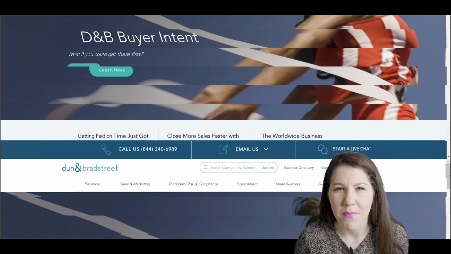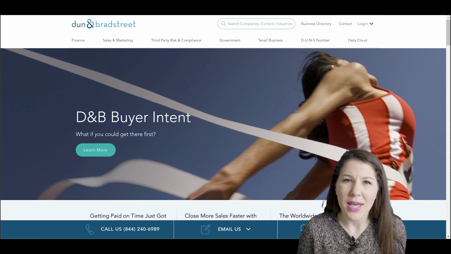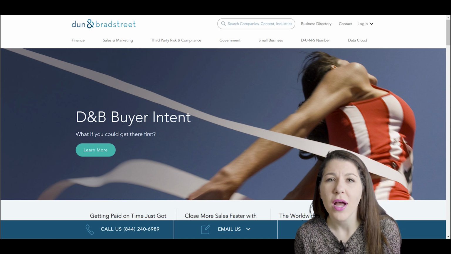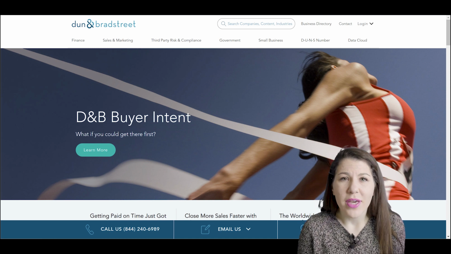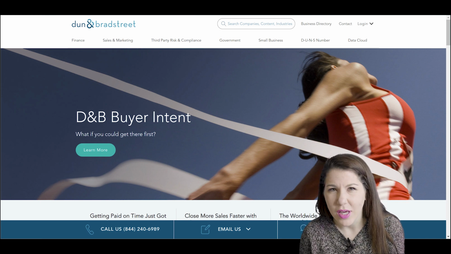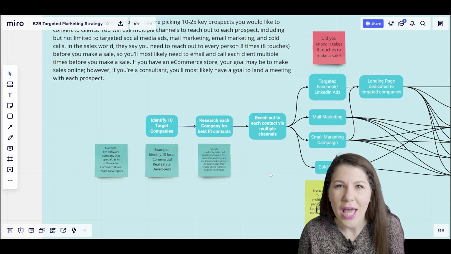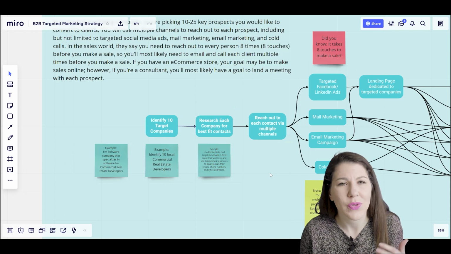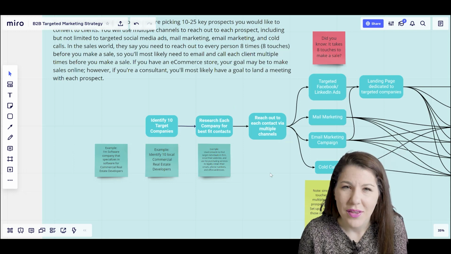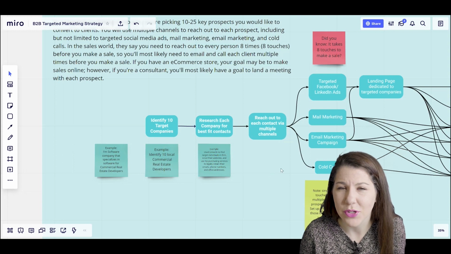There are tools like Dun & Bradstreet that you can pay for and find specific companies and their employees' information. These generally aren't cheap, so if you have deep pockets and a really great marketing budget, go for it. If you don't, I tend to go to LinkedIn and use that. There's tons of other ways to purchase lists.